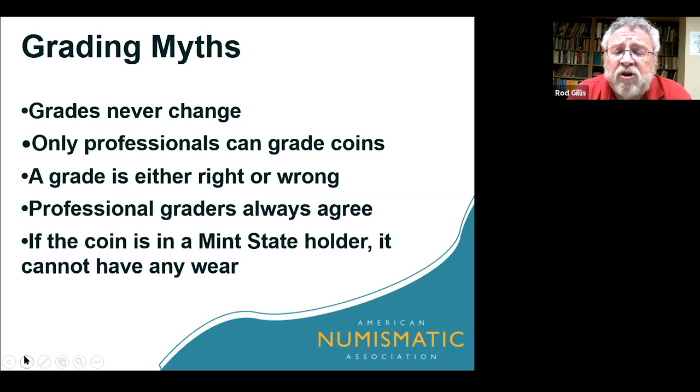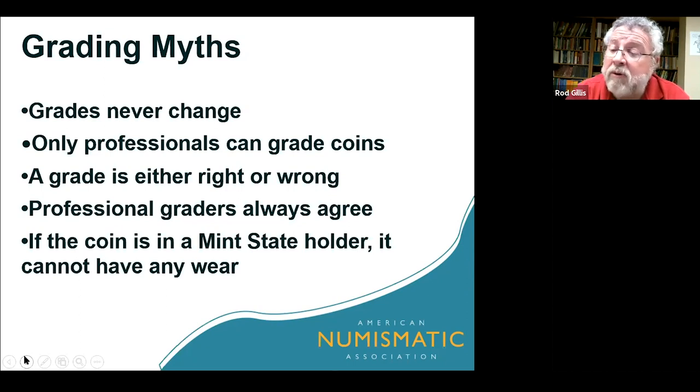Number two: only professionals can grade coins. Well, if that were the case, there'd be no purpose for having this class, spending our time together. My personal belief is that everyone out there with me today, and everyone who has a collection of some sort, has the necessary talent to be able to grade at least their own coins. And that's an important advantage, because when you go to a coin show, not all coins have been slabbed. So if there's a coin that is of particular interest to you, and you want to take a close look at it, you should know what you're looking for to give you an approximate idea of the grade that you're dealing with.